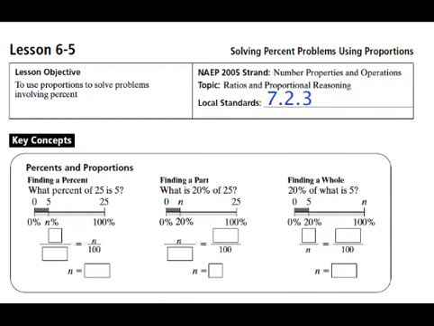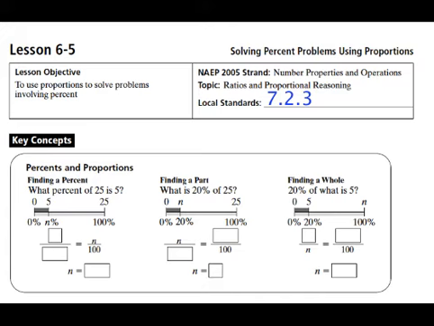Today's lesson is solving percent problems using proportions. Our Indiana Academic Standard is 7.2.3. We're going to be looking at setting up a proportion. You guys are used to solving proportions. We did that for the entire chapter that we just finished.